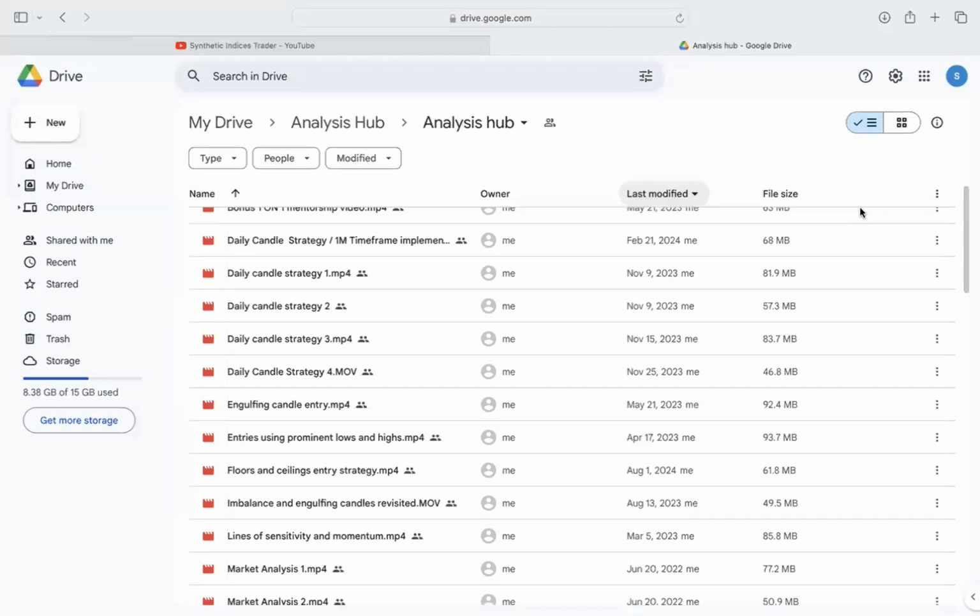Okay, so there you have it, guys. Try to approach various instruments using this method and backtest as much as possible.